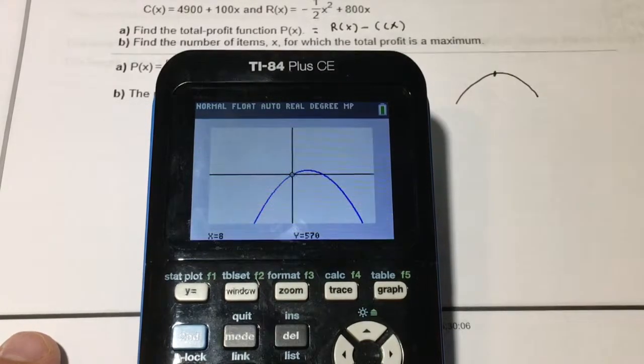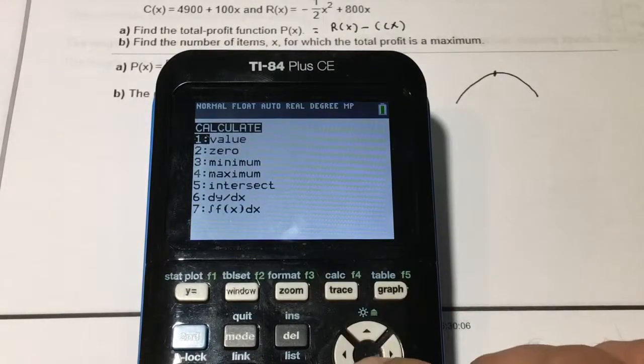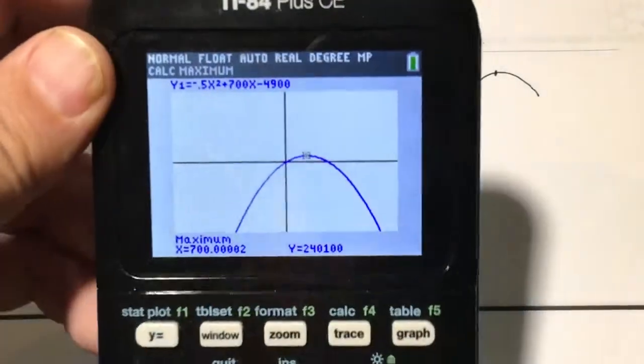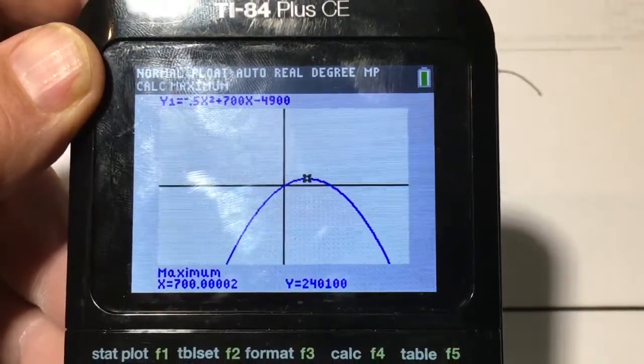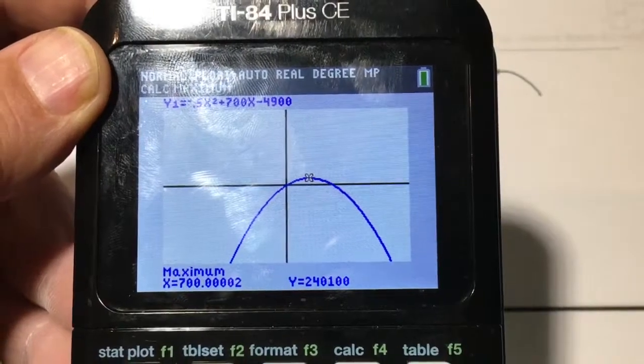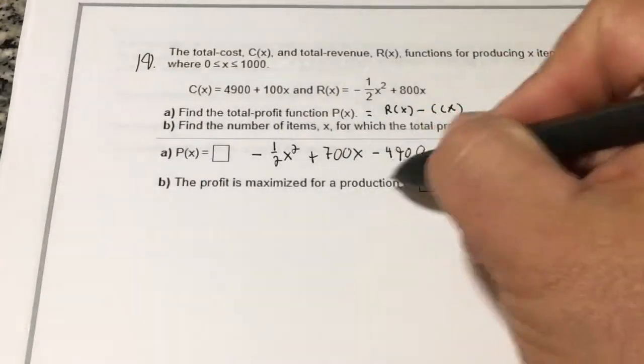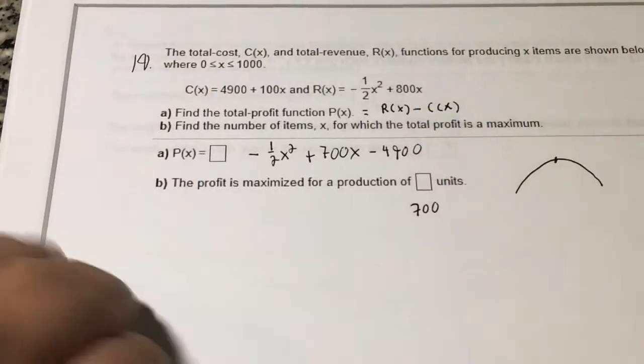And I'm going to look for that maximum value there. So I'm going to hit second, calc, max, and the left bound, and then I'm going to right bound. And looks to be 700 units will produce a profit of $240,100. So I'm looking at the 700 as the amount of units that I'll be selling. So the profit is maximized at the X value, 700 units.